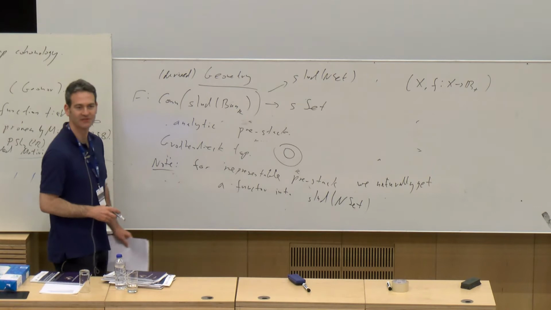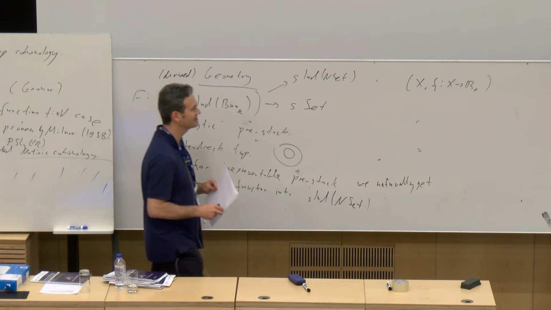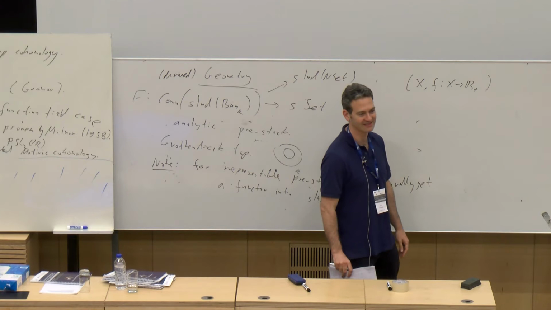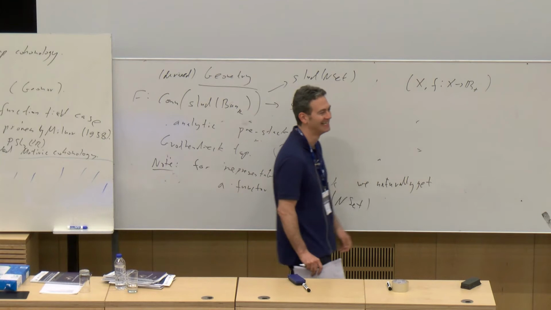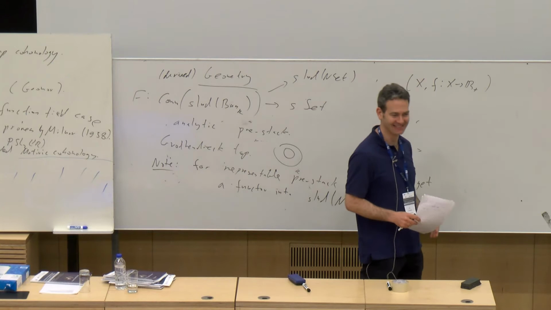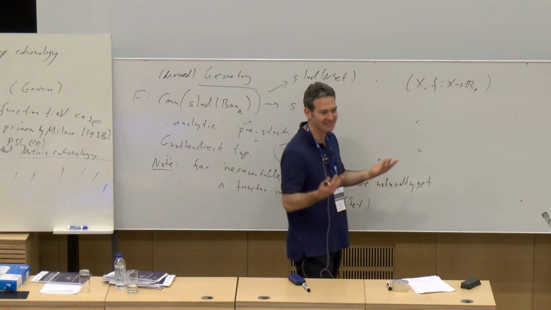Sorry? What are normed sets? It's just a set with a norm on it. It's a function to R plus. It's just a normed vector space, but without the structure of a vector space. There's no addition or anything, you just have a set with a notion of a norm of the elements on it.